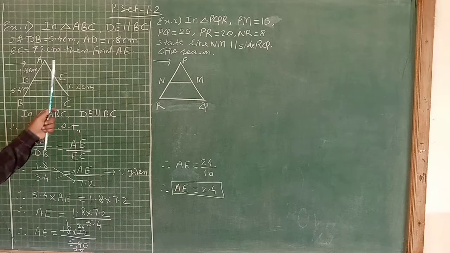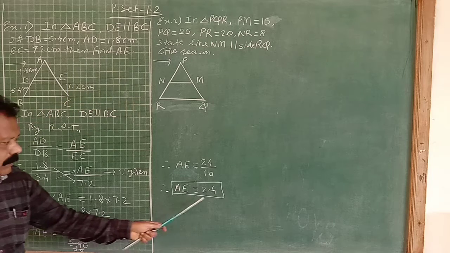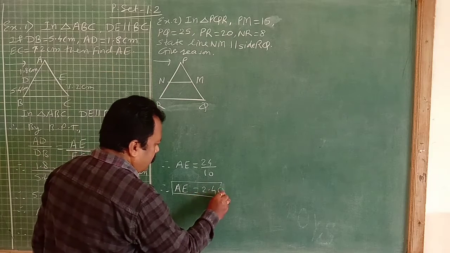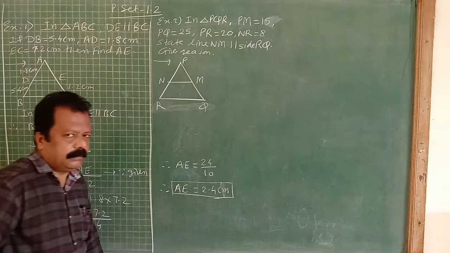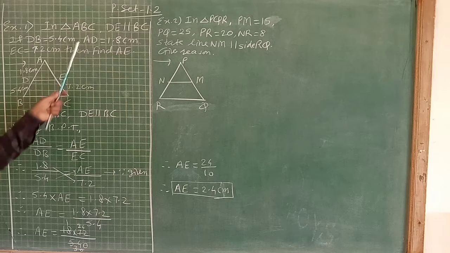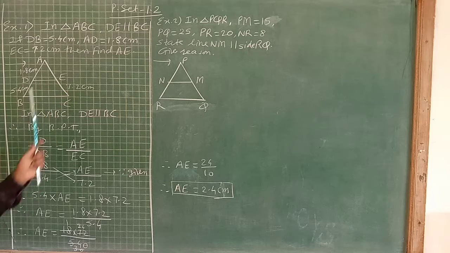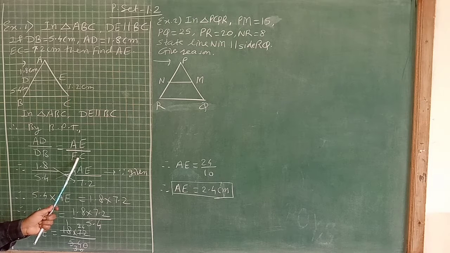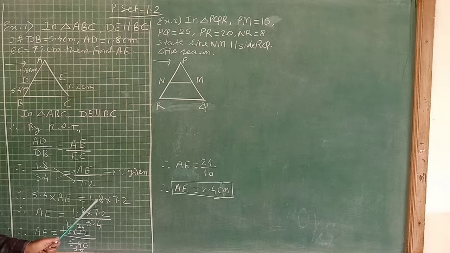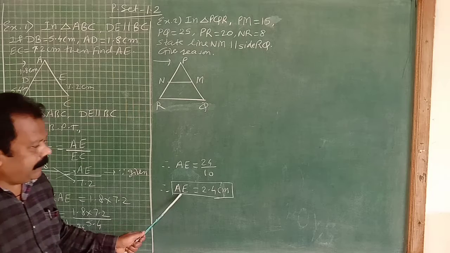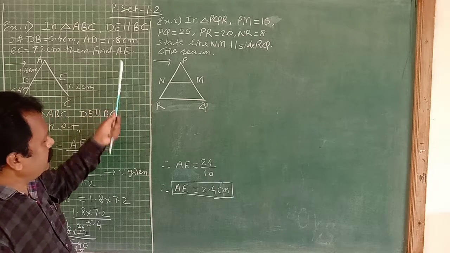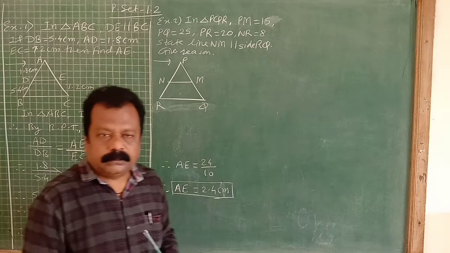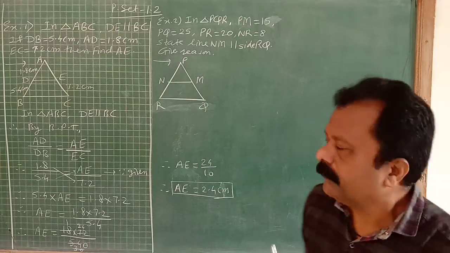Now what did you have to find? AE. So AE's value is 2.4. Now what is the unit? Centimeter. So write centimeter. And again, what is given? Try to understand. According to that, use the theorem. Write the mathematical form of the theorem. Substitute the values, do the calculations correctly and find the answer. After writing this answer, write clearly if necessary. This is about example number 1.